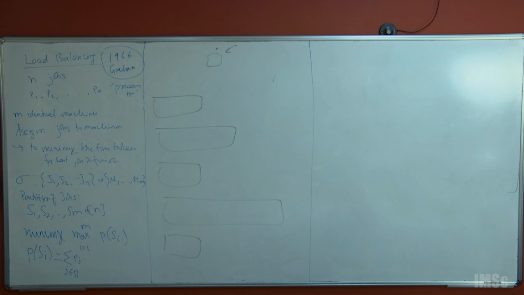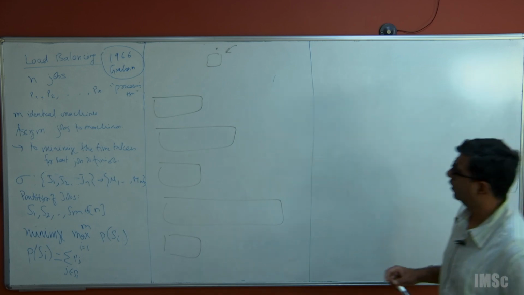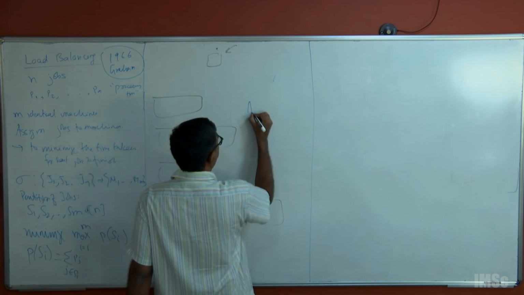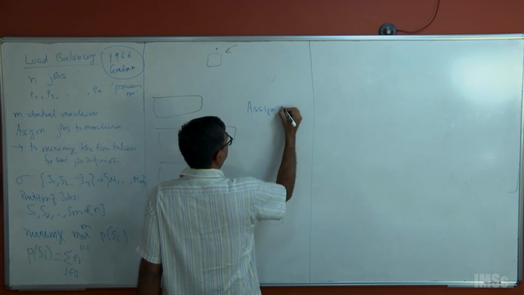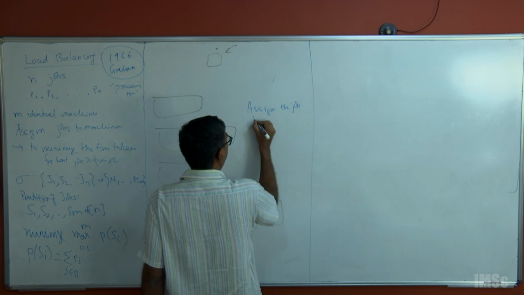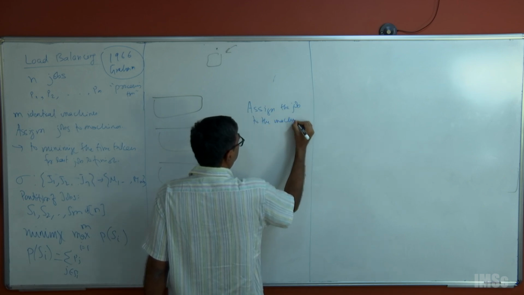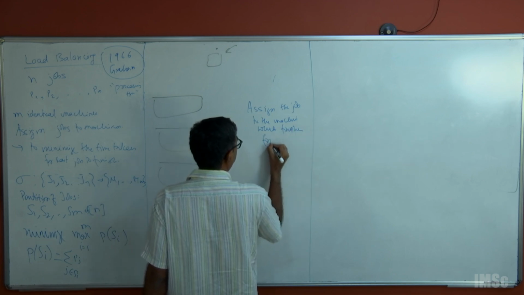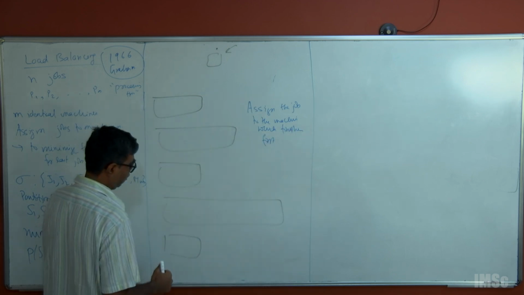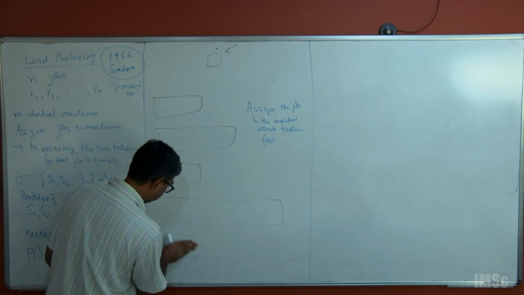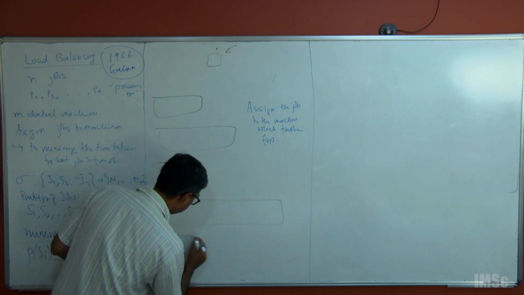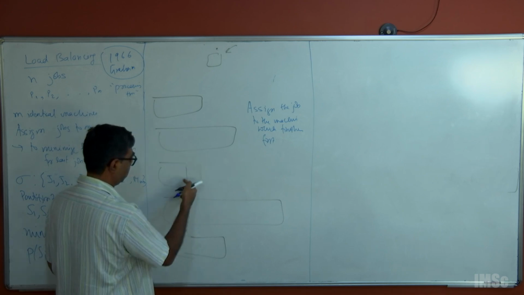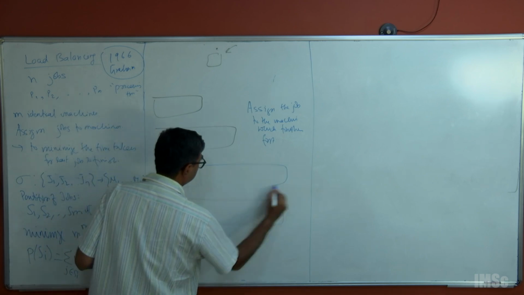Okay, so the basic heuristic will be that at any point of time, assign the job to the machine which finishes first. So for example, here where should I allocate them? Just to make it distinct, where should I allocate them? Probably here, right? So maybe something like that.